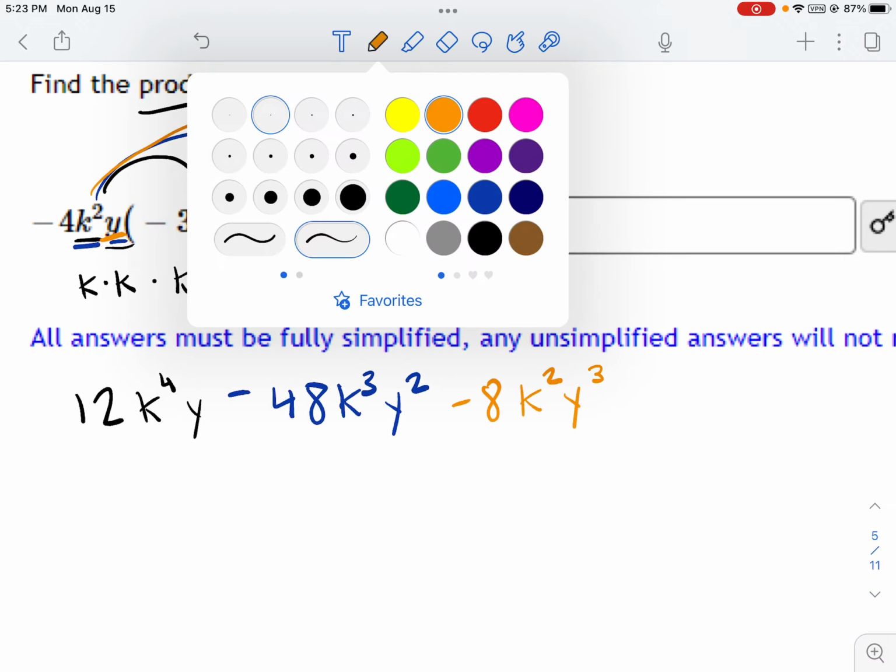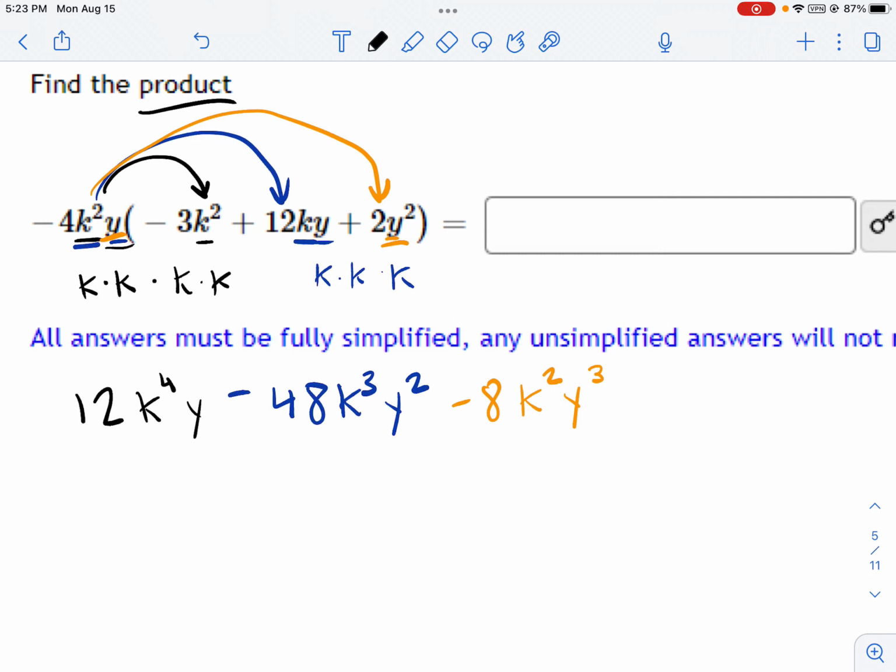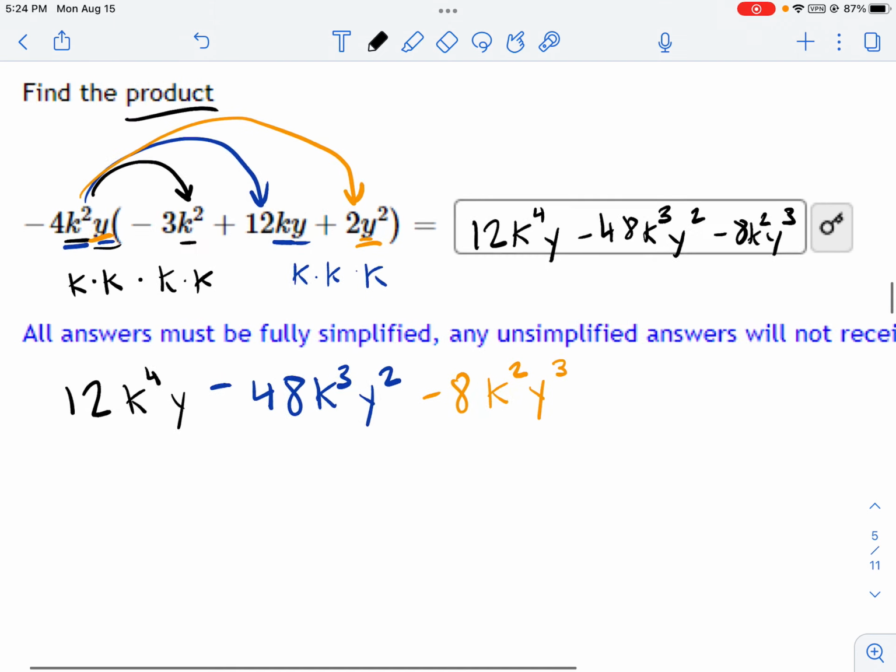Now, if you check for like terms, you'll notice that while they all have k's and they all have y's, they don't have any matching powers. And thus, you can't combine any of these terms together. It's as simplified as it's going to get. So your final answer is 12k to the fourth y minus 48k to the third y squared minus 8k squared y to the third. Now, there is no set standard form here.